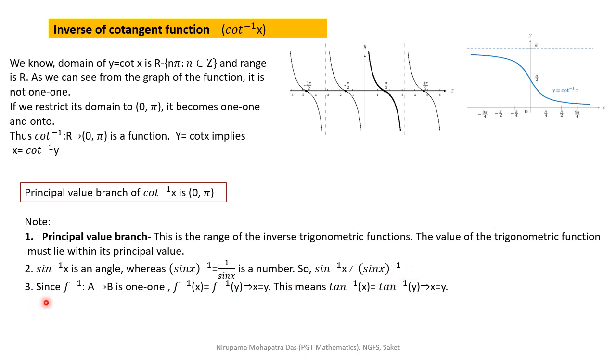Third thing is, whenever we write f is a function from A to B is invertible, it means that it is one-one and onto. So the inverse of that function is also one-one. So if I write here f inverse, any invertible function is bijective. So f inverse from B to A is one-one. So f inverse x equal to f inverse y implies x equal to y.